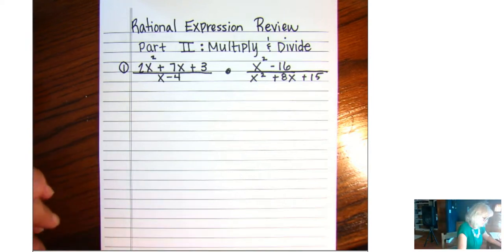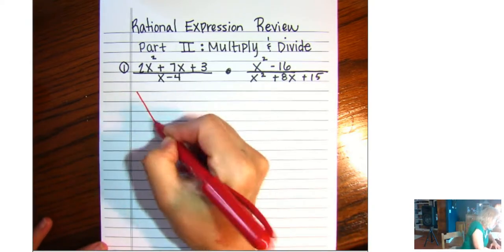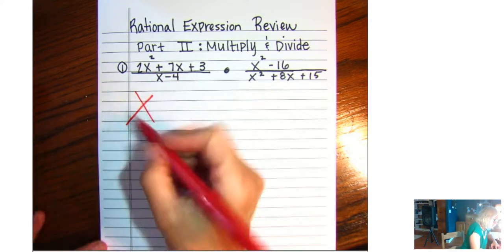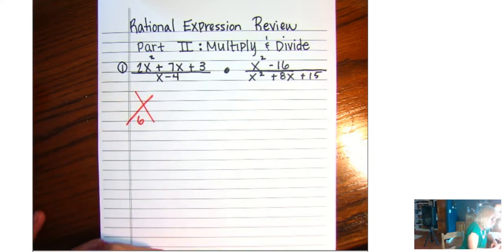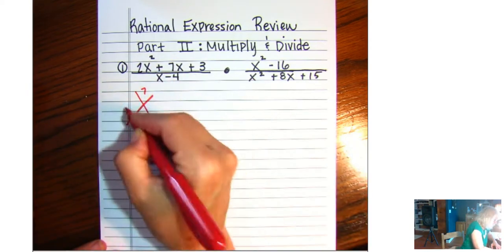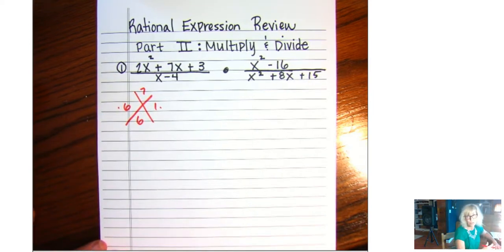So here we have multiplying and dividing. Please remember the first thing you need to do is factor. So I'm going to go ahead and factor this top numerator right here. Remember 2 times 3 is a 6, and what kind of number is multiplied to a 6 that makes a 7? That is going to be a positive 6 and a positive 1.